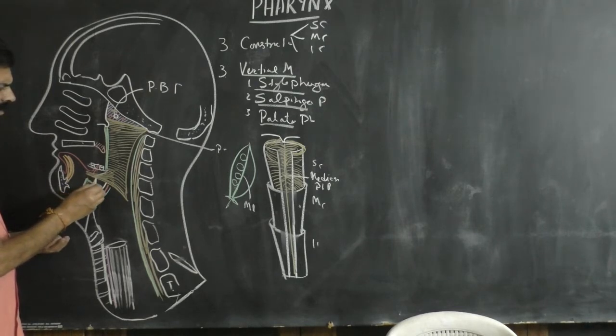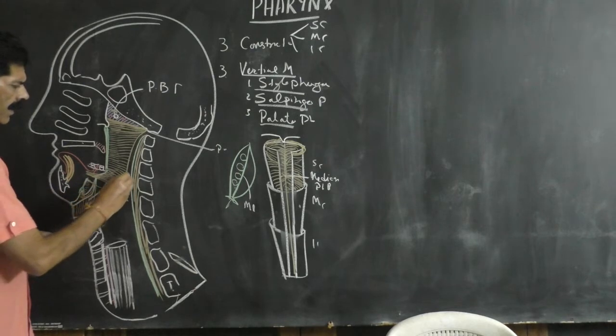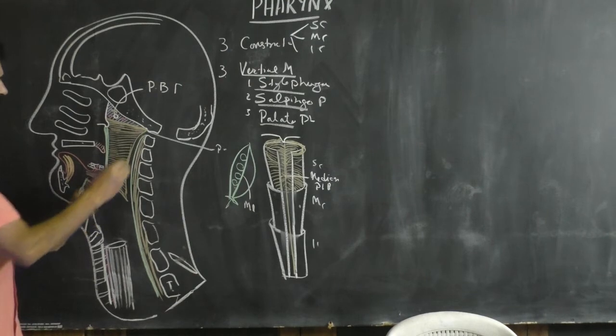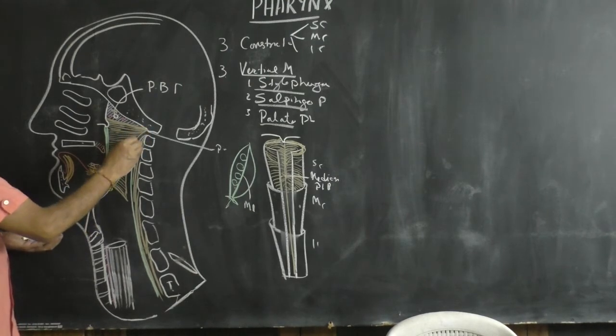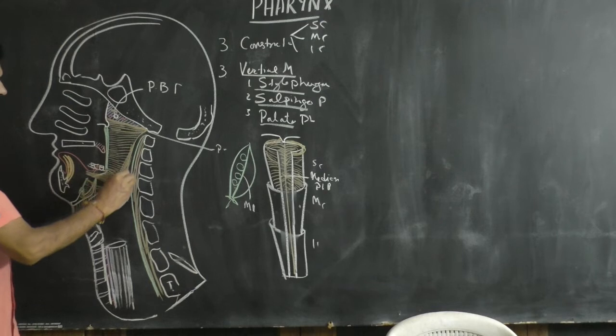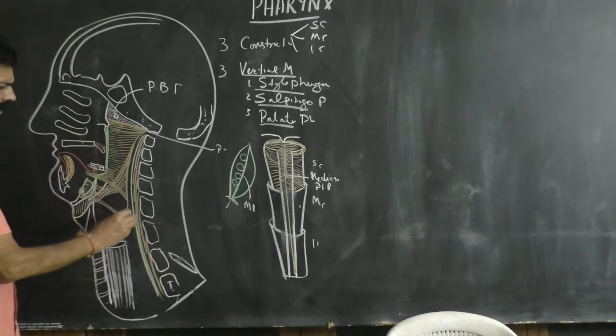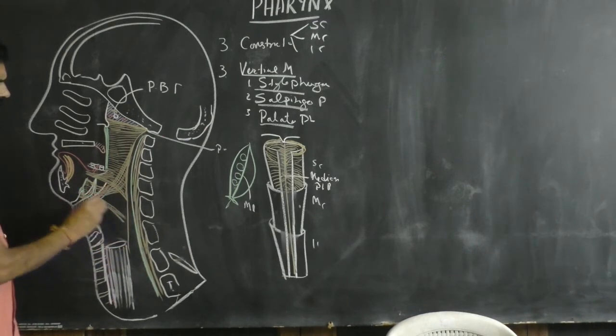These middle constrictor muscles run in a fan-shaped way and try to reach the pharyngeal tubercle, but they cannot reach there, so they run from their origin and are inserted on the median pharyngeal raphe. The lower fibers go in the fan shape like this, and they are inserted on the median pharyngeal raphe.